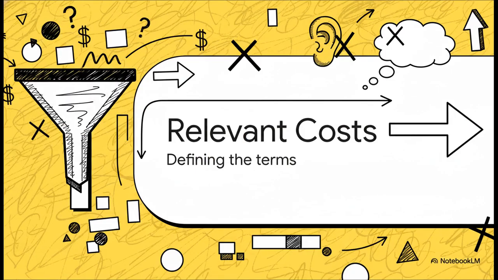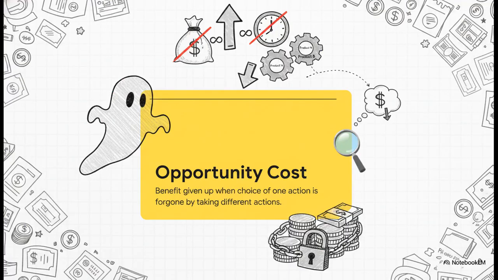Section 1. Defining relevant business costs. Before we tackle any complex business problems, we've got to learn the art of ignoring the noise. So let's start with a concept that is absolutely central to decision-making: opportunity cost. I like to think of this as the ghost of the choice you didn't make. For instance, if you choose to study for an hour, the opportunity cost is the hourly wage you could have earned working instead. It's the potential benefit you give up when you go down one path over another.